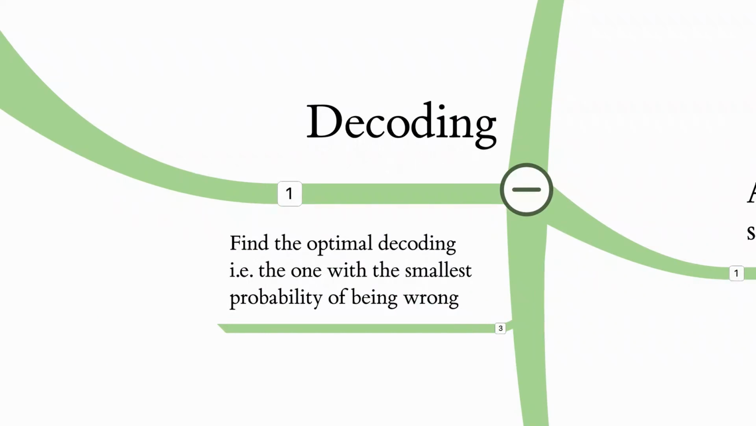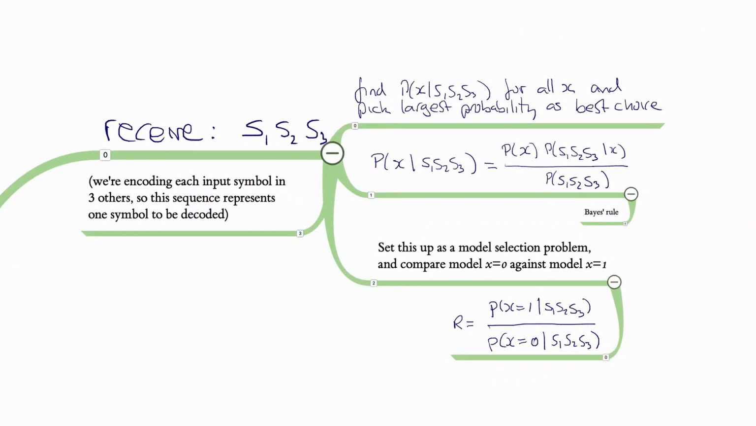In decoding, we want to find the optimal choice for being 0 or 1, and by that I mean the choice that has the least probability of introducing an error. So it's a probabilistic problem. We receive 3 symbols, S1 through to S3, and then we want to choose our value for x, given that we've seen symbols S1 through to S3, such that it has the highest probability.